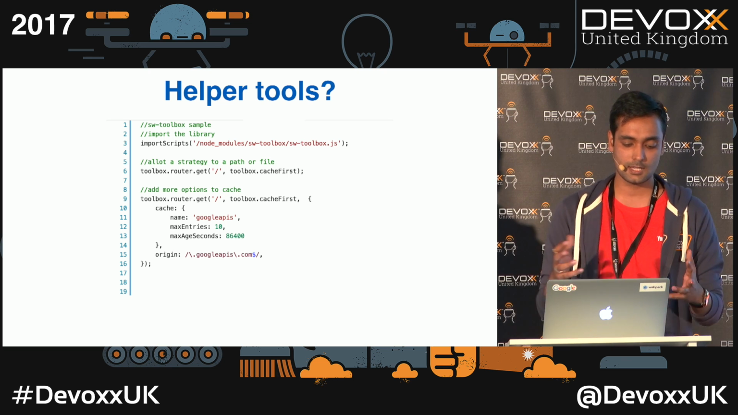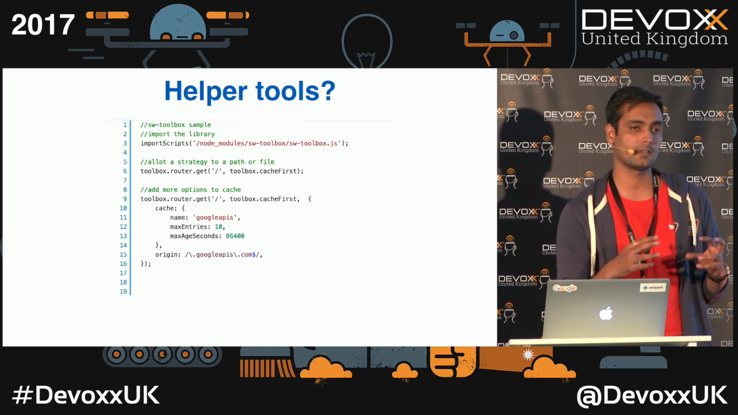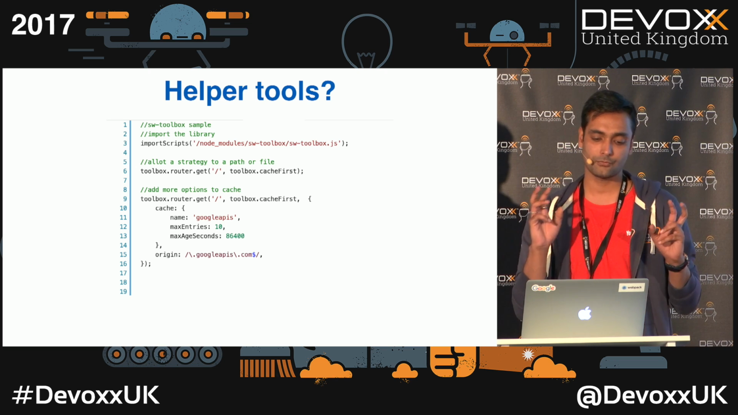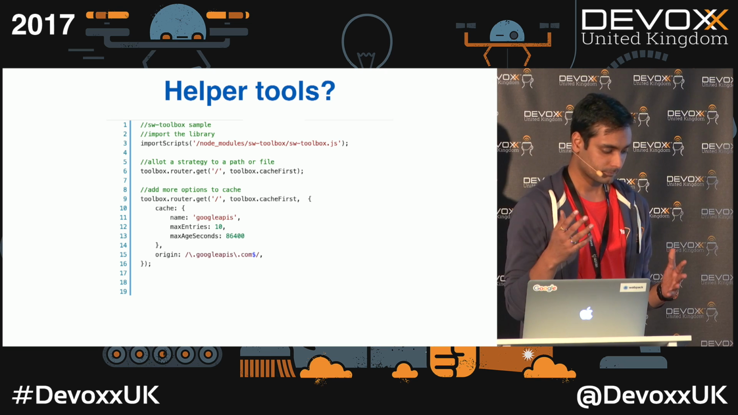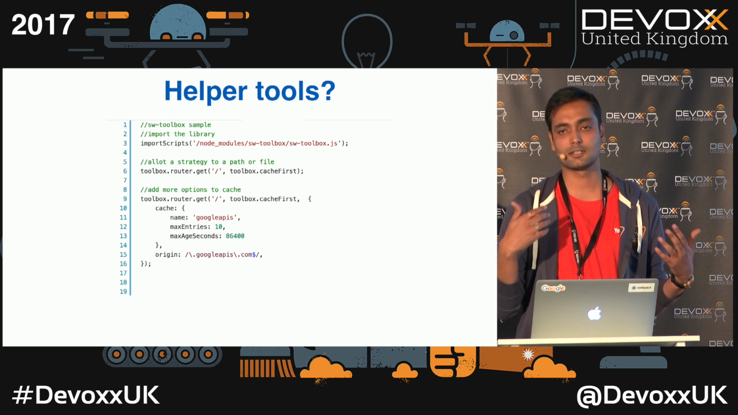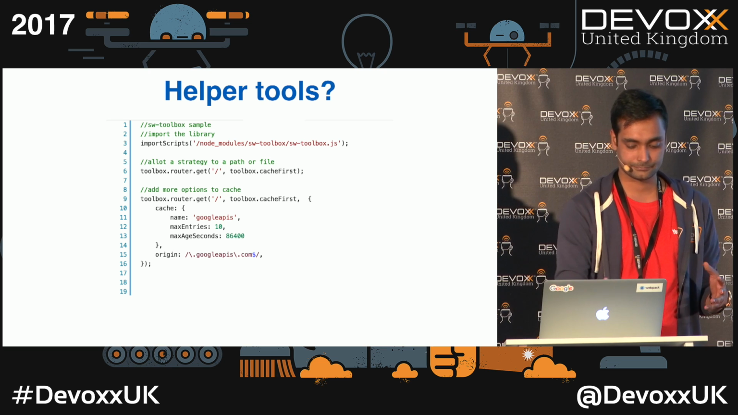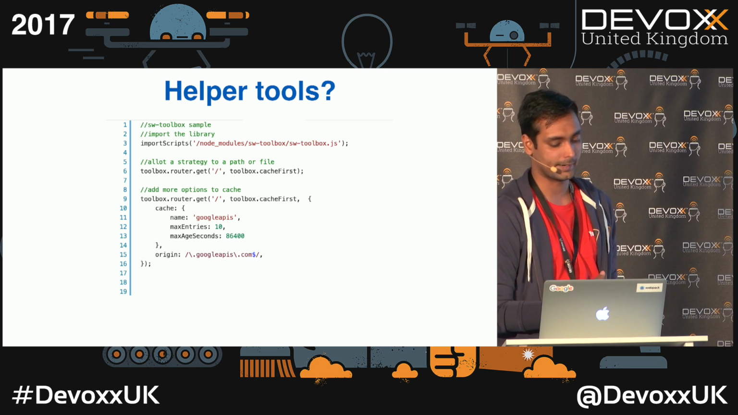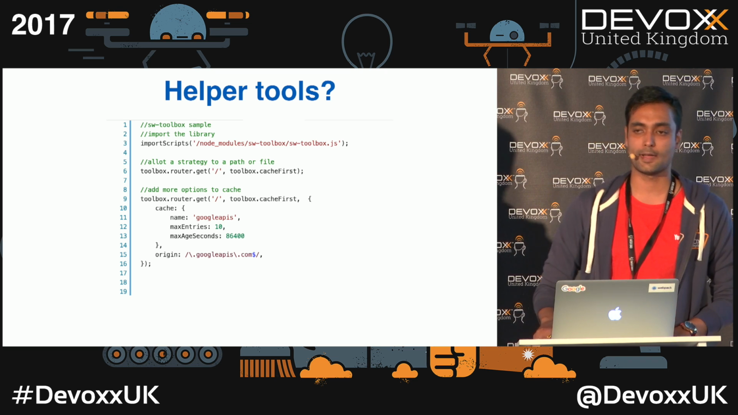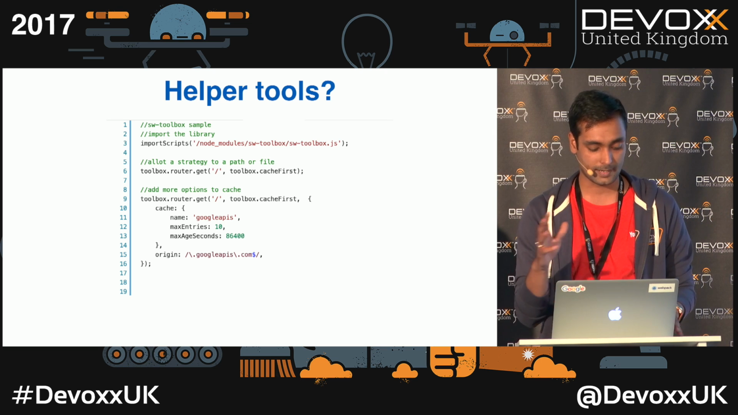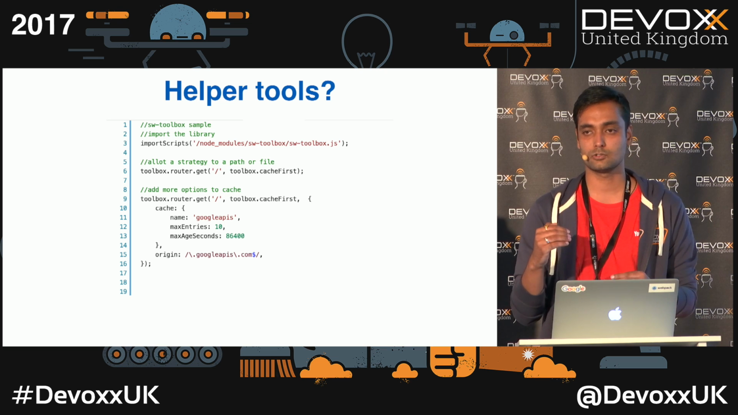Now come the helper tools. You can think of the importScripts function as an equivalent of a script tag in your markup. You give a URL of a script inside importScripts, and it will fetch that script, execute it, and then execute the rest of the code that you have. The next line, toolbox.router.get: toolbox is basically a helper library. It gives you express-like caching and express-like routing, and you can write which URL should use which strategy.